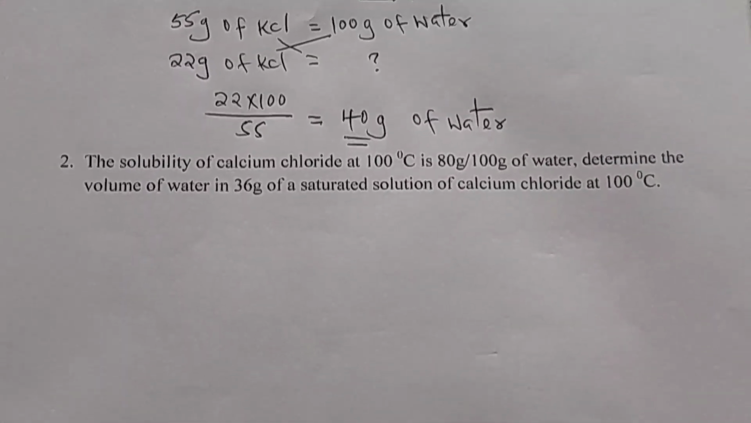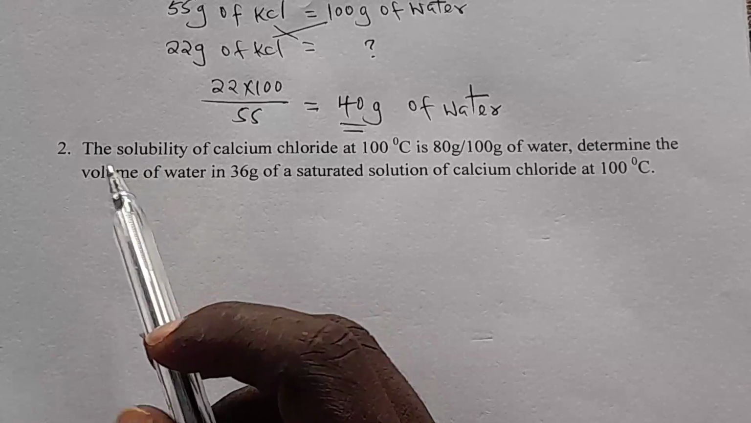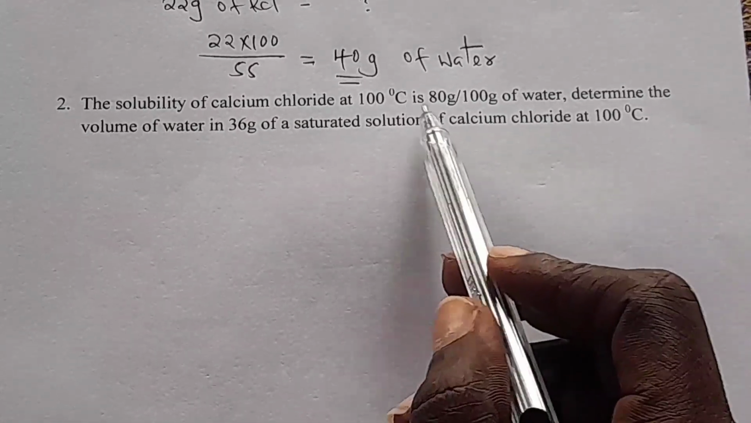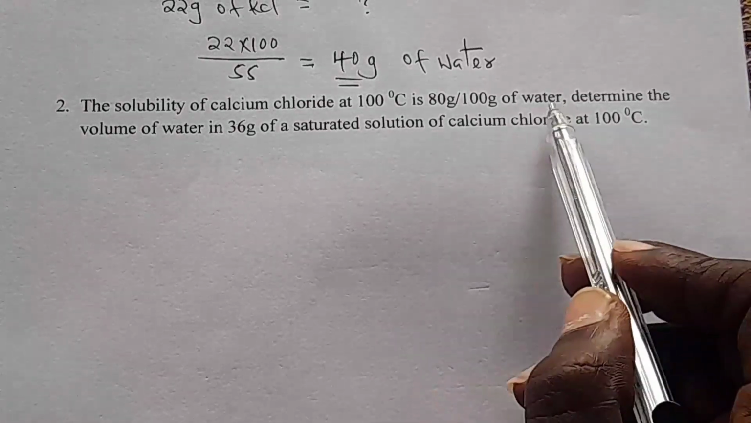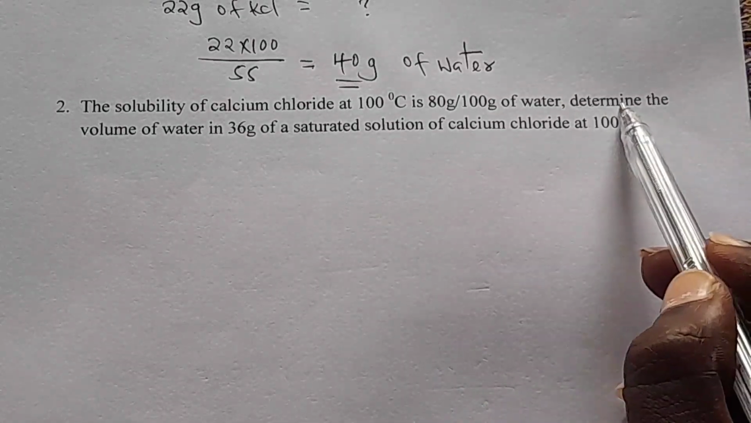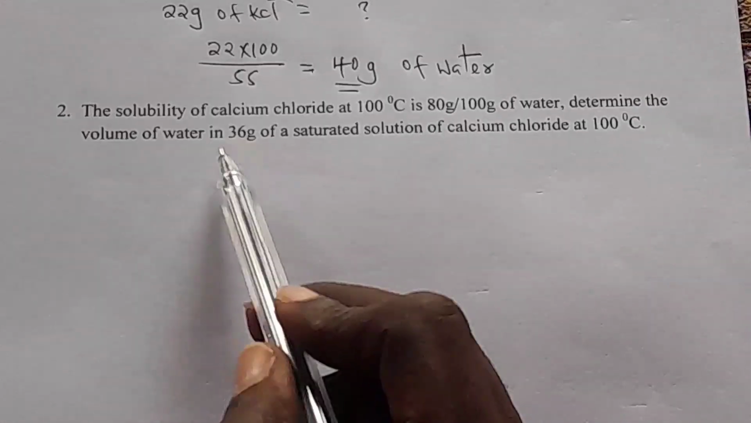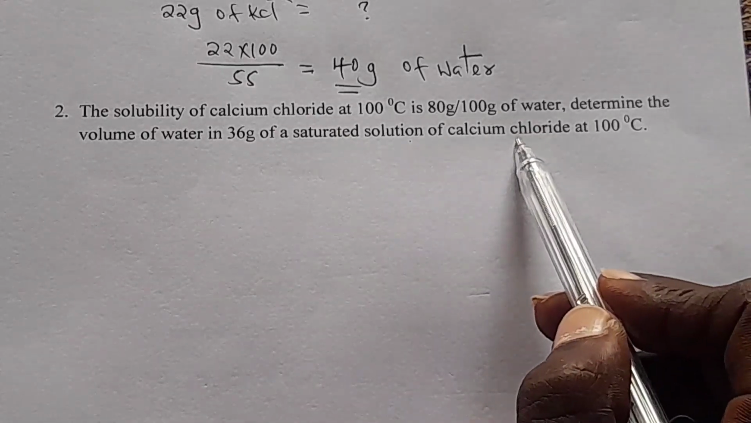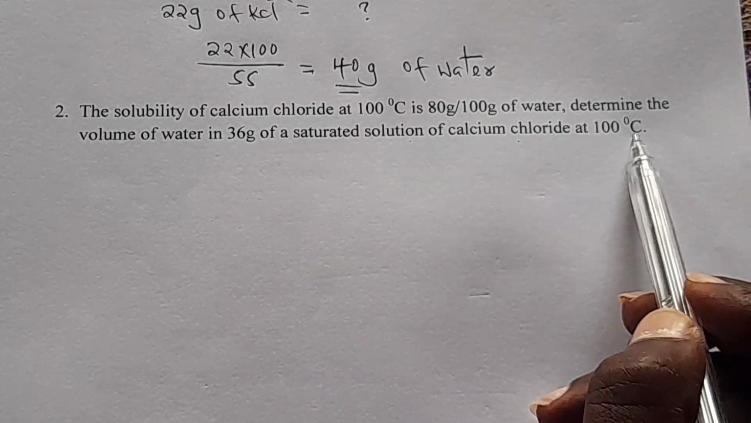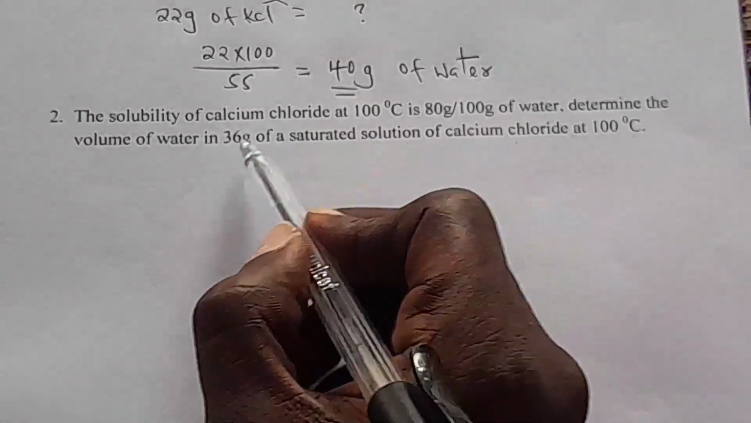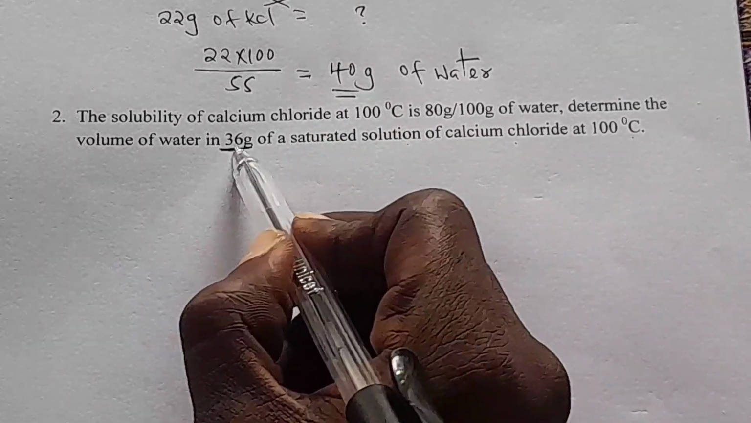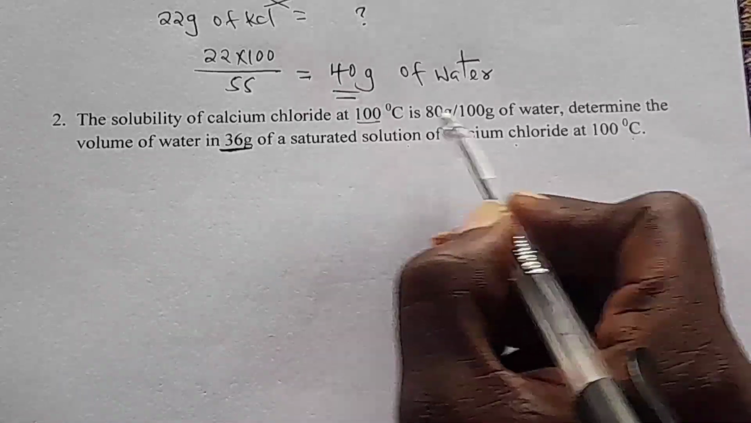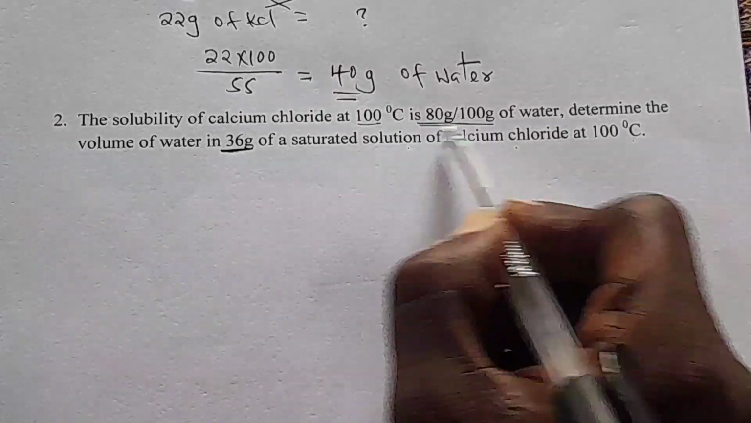So thereafter, example 2. We are told the solubility of calcium chloride at 100 degrees Celsius is 80 gram per 100 gram of water. So we are told to determine the volume of water in 36 gram of a saturated solution of calcium chloride at 100 degrees Celsius. So here, learners, they have given us the mass of the saturated solution of that calcium chloride.